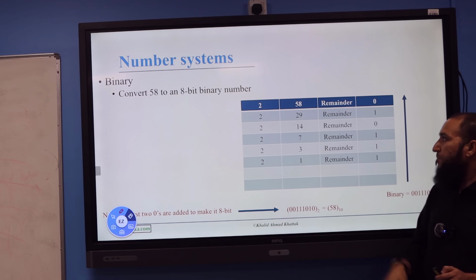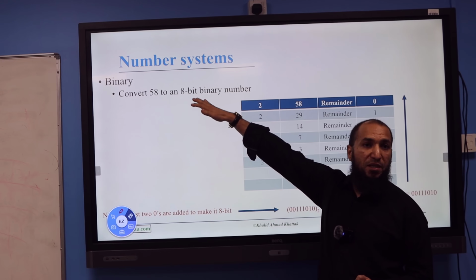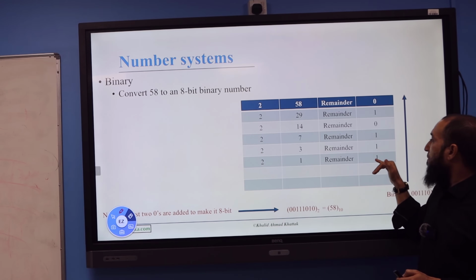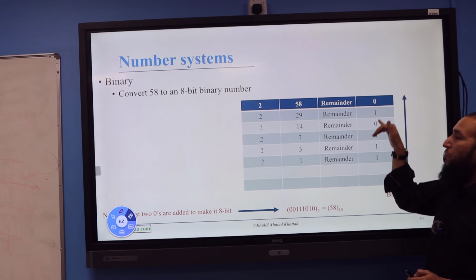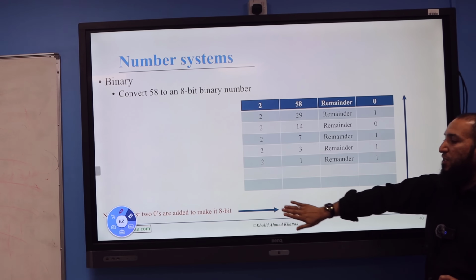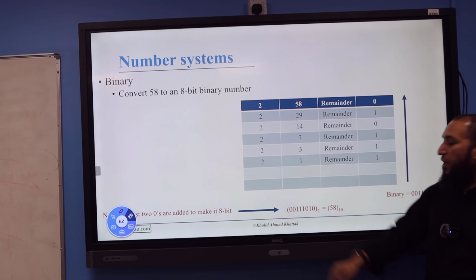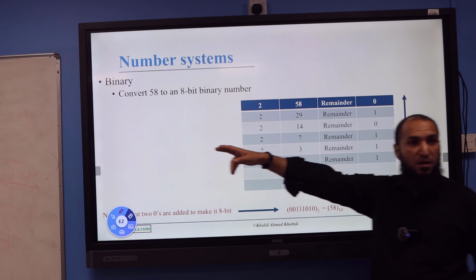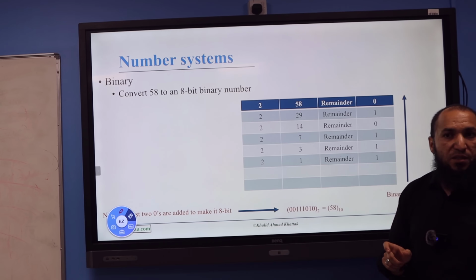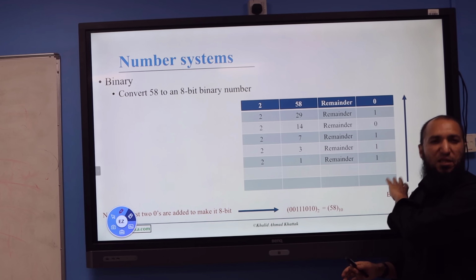Now the question here says 8 bits, convert to 8 bits. Now here we have 1, 0, 1, 1, 0, 1, 0. What should we do? I'm going to hide this. We will add 2 extra zeros to make it 8. Yes, we have to add 2 extra zeros on the far left. The reason is it won't make a difference. But if we do it on the right side, then it's going to change.